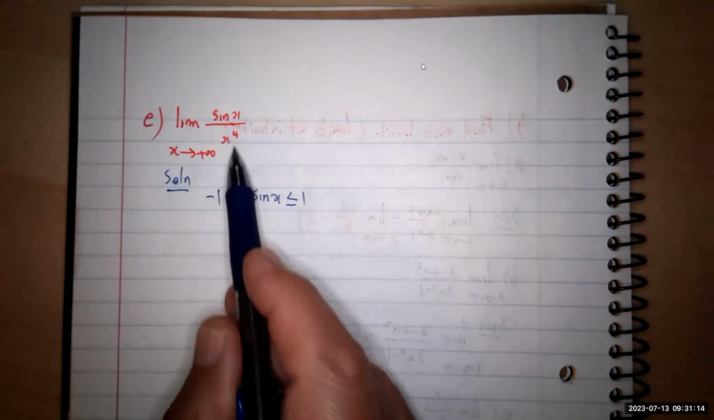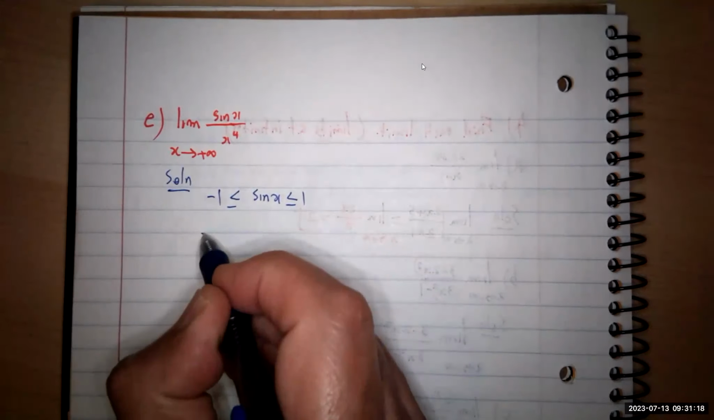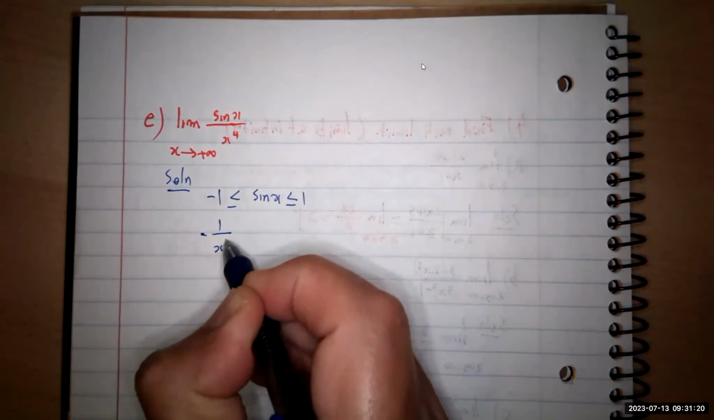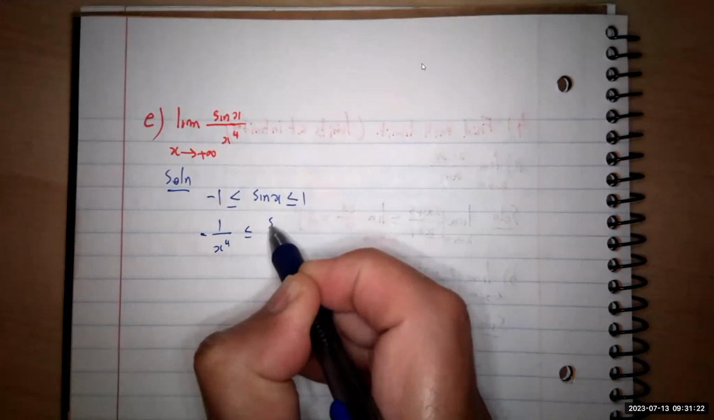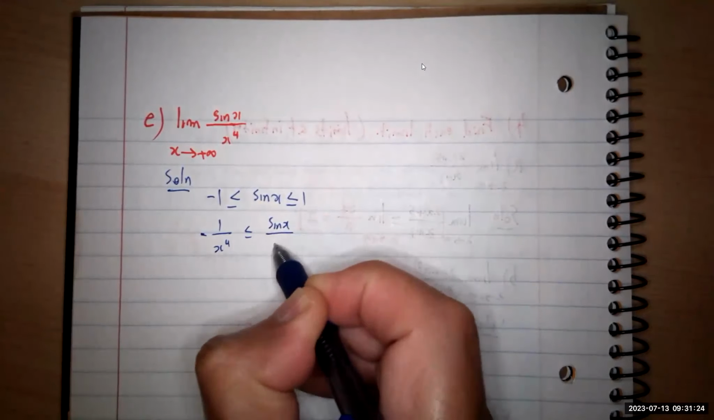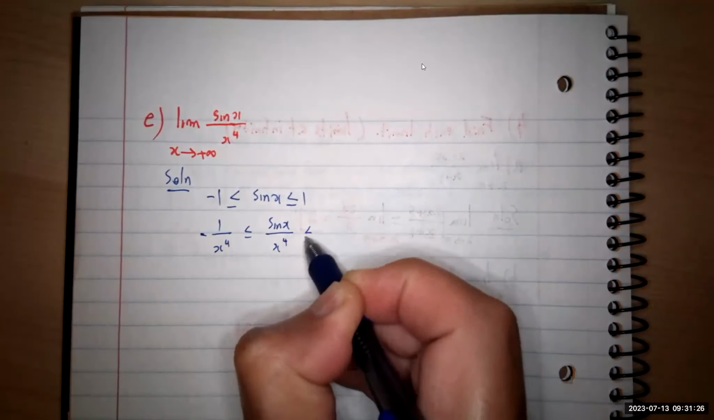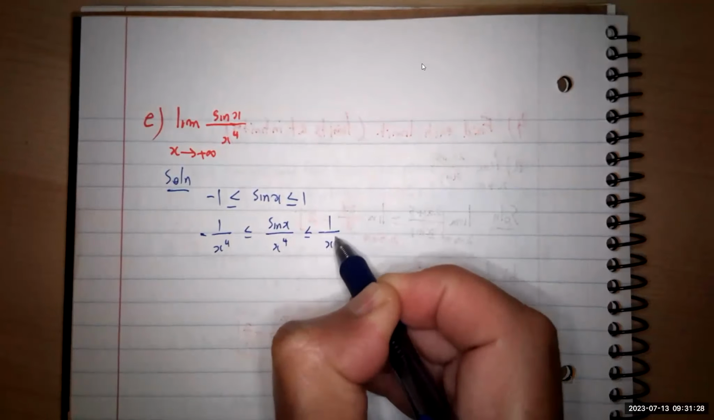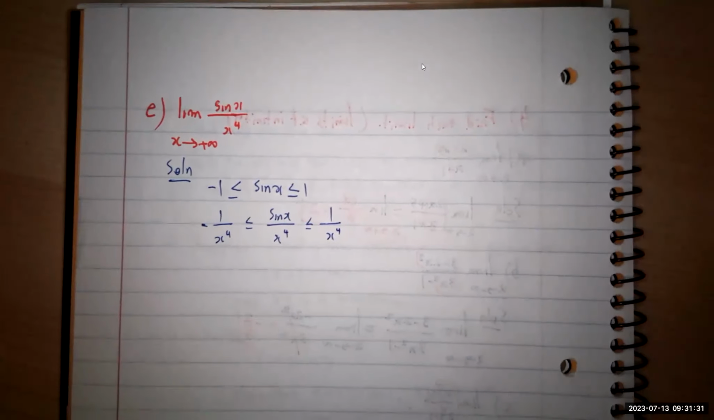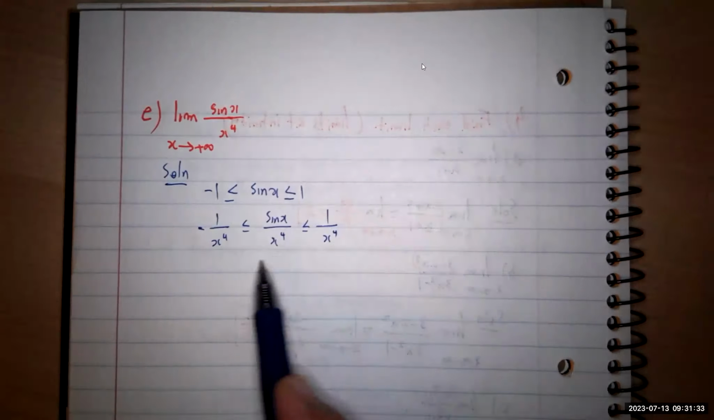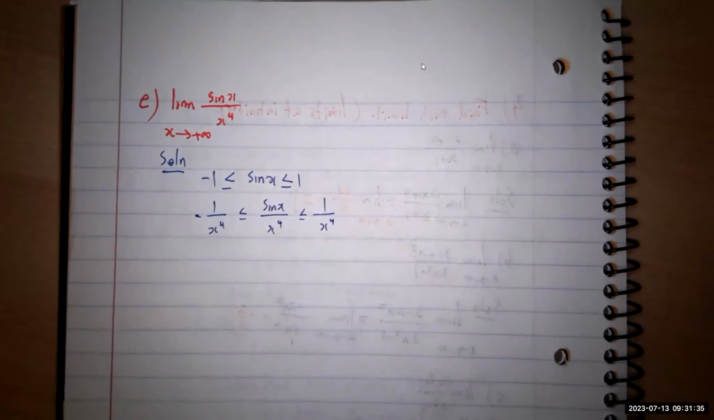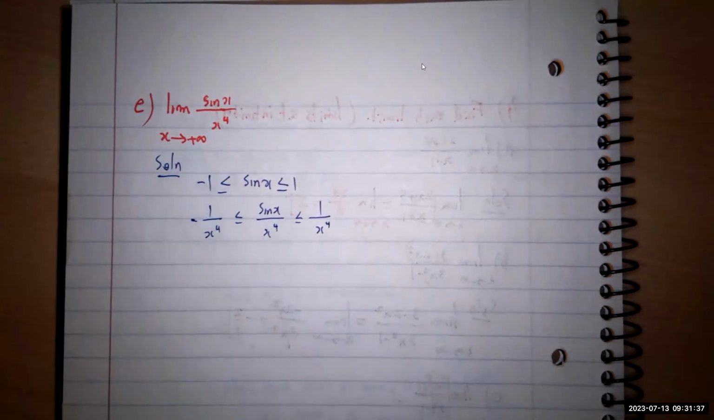So you divide by x to the 4th: minus 1 over x to the 4th is less than or equal to sine x over x to the 4th, which is less than or equal to 1 over x to the 4th. No restriction is needed because we are not worried about x being equal to 0, since x goes to infinity. Now we did the job. We squeeze it.